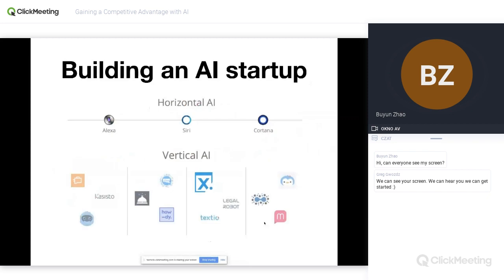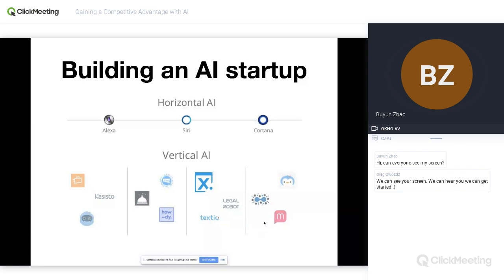So let's say that you're building an AI company, right? The first thing you need to know are the different types of AI companies out there and who your competitors are. Generally, AI companies are broken down to horizontal AI companies and vertical ones. Horizontal AI projects are solving one general problem that has multiple uses in many industries. For example, in this particular case is natural language processing.